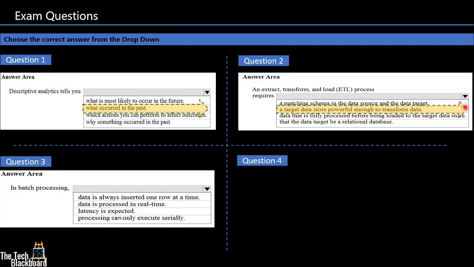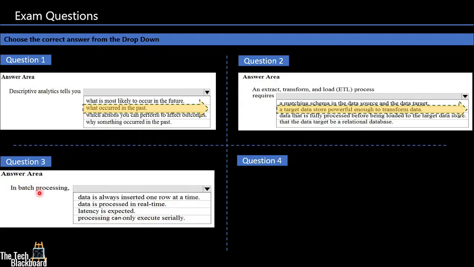Now let's look at the third question. The third question says, in the batch processing, the options given are data is always inserted one row at a time, data is processed in real time, latency is expected, and processing can only execute serially. There are two types of processing. The first one is batch processing. The second one is real-time processing.